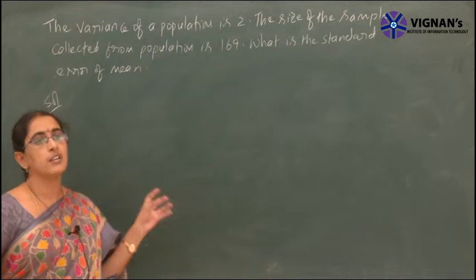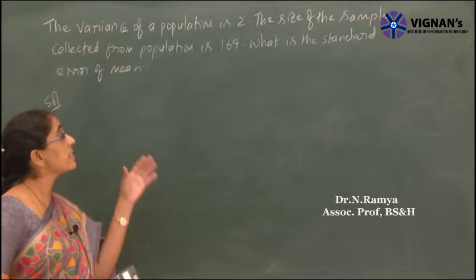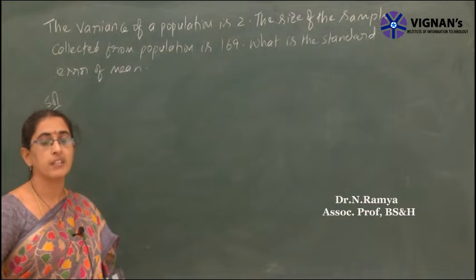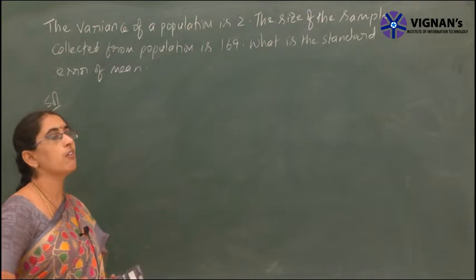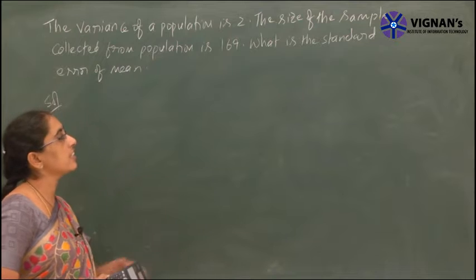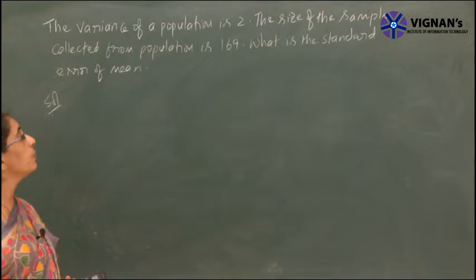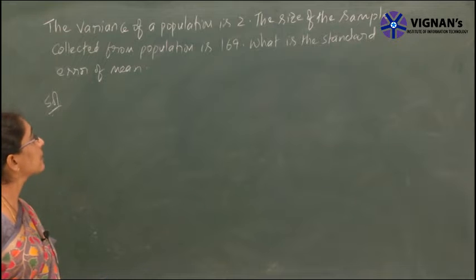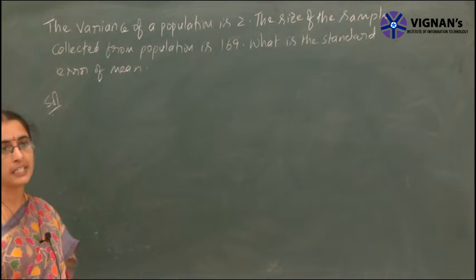Now we have seen the standard errors of the qualitative data and quantitative data. That means here the standard error of single mean, difference of means, single proportion, difference of proportions, and also the confidence interval. Now let us see the problems on this. Now the variance of a population is 2. The size of the sample collected from population is 169. What is the standard error of mean here?